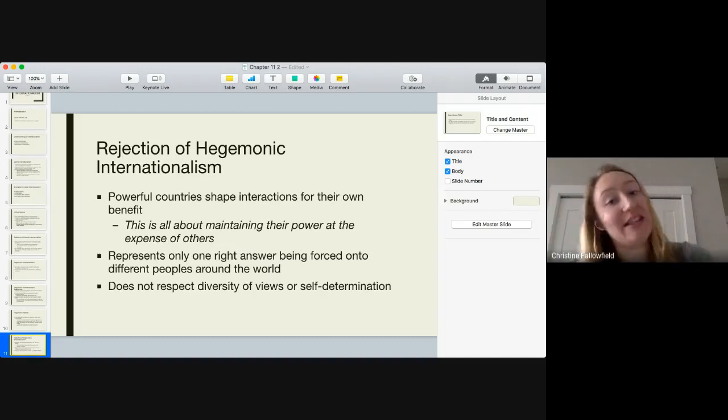However, just as with liberal internationalism, there are some rejections and people who criticize hegemonic internationalism. So when you are a powerful country shaping interactions, you are likely more able to shape them to your own benefit. You are going to derive more from that interaction because you bring a little bit more to the table. They're all about maintaining their power, and this often comes at the expense of others, which is a problem if you're really trying to work together. If you are just imposing and imposing to derive more and more, you're only benefiting yourself and undermining the true nature of internationalism, which is collaboration and cooperation.